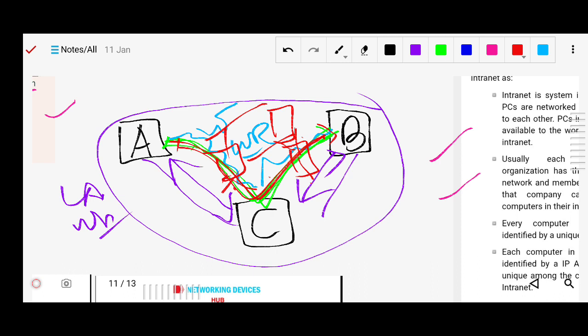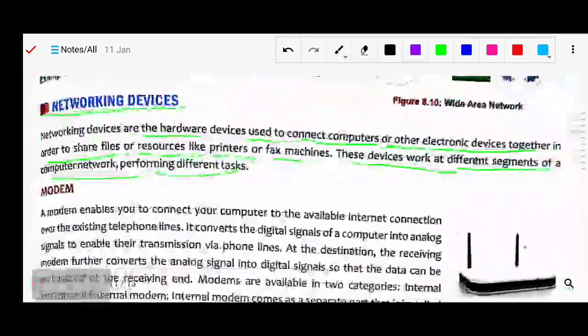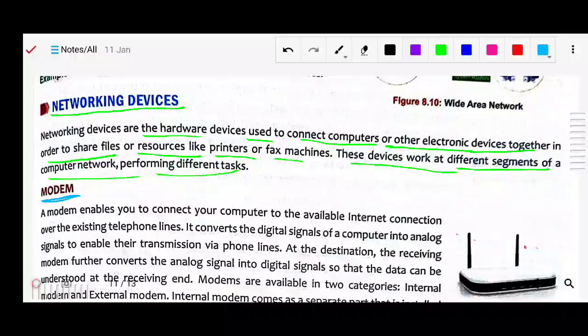There are some main parts that work inside and around these computers, computer A, B, C. After connecting the computers, there are some functionalities and devices which are used. About that we will see today, and first of all the modem. The first part is the modem.